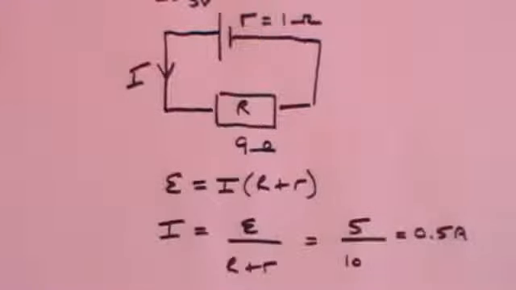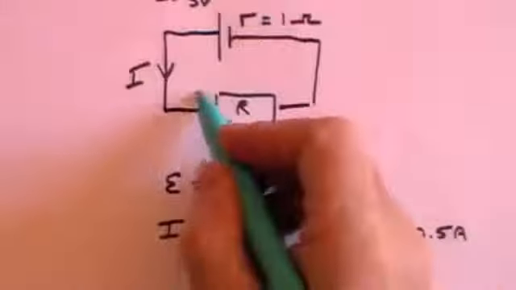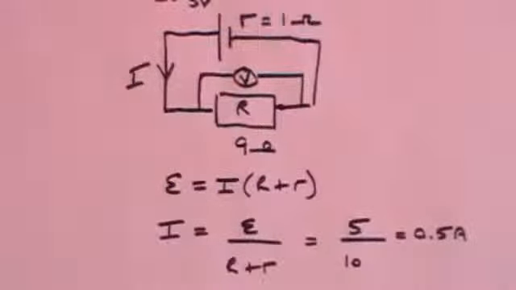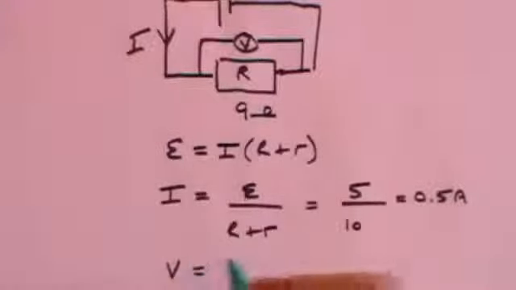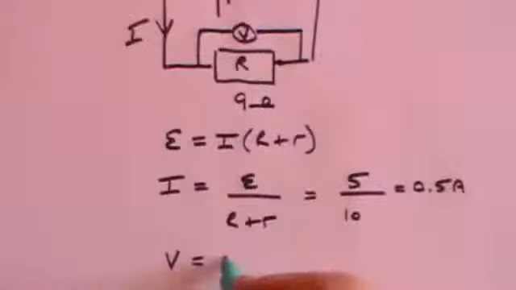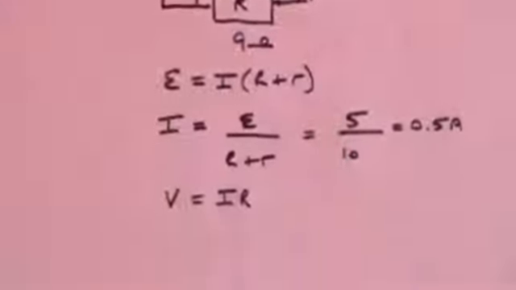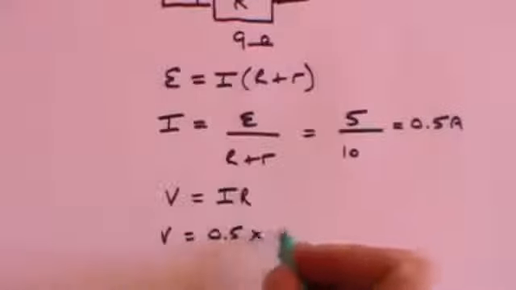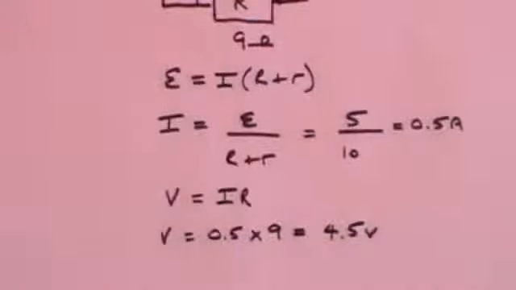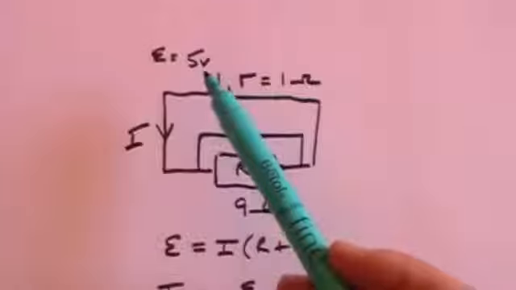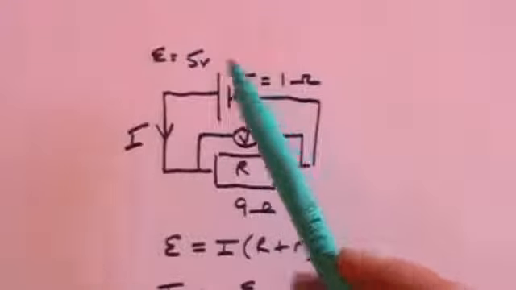Now what I'm going to do is to put a voltmeter across this resistance here. So I'm measuring the potential drop across that resistance. And we know that V, that's the potential drop across that resistance, will equal IR. The current flowing through the resistance times the resistance itself. The current is 0.5 amps and the resistance is 9 ohms. So V is equal to 0.5 times 9, which is 4.5 volts. And now you can see calculated for yourself that the potential drop across the resistance, 4.5 volts, is not the same as the inherent voltage of the battery, which is 5 volts, because there is some potential drop across the battery itself.